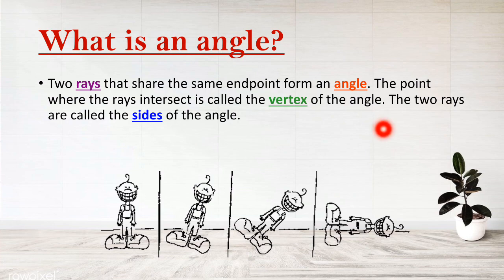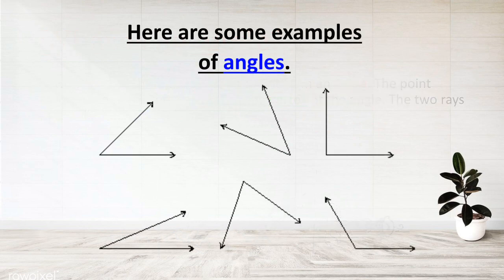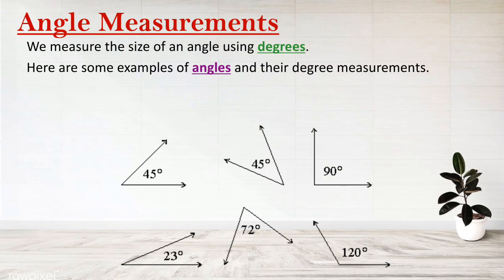An angle is basically a union of two rays, or you can say two rays that share the same endpoint form an angle. Here in front of you, students, you can see some angles. These are rays that share a common endpoint, and all of these are the union of two rays. Now students, angles are always measured in degrees.